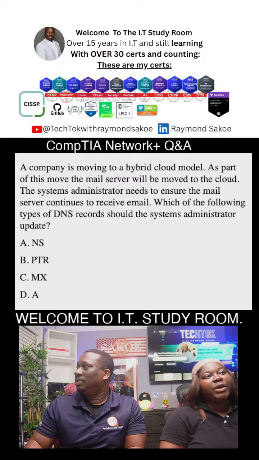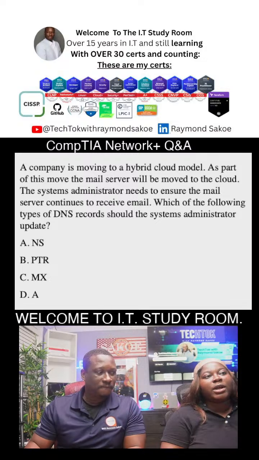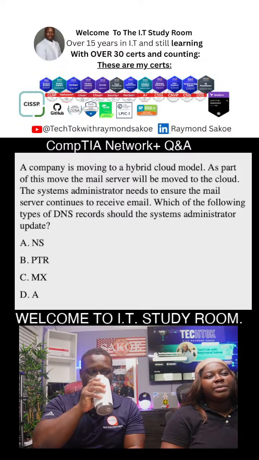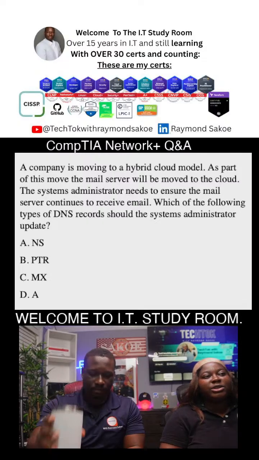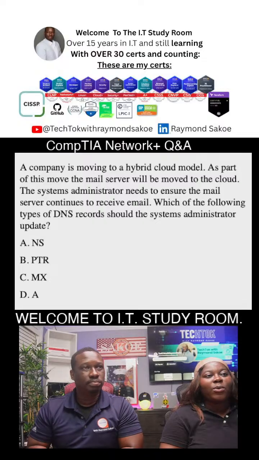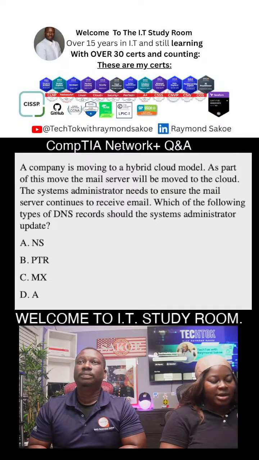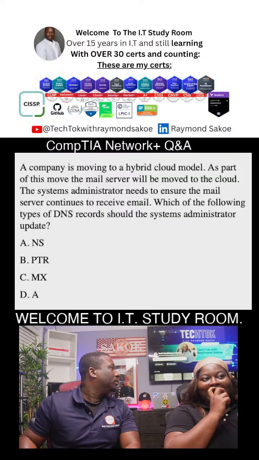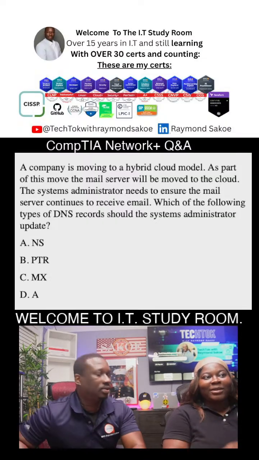All right. A company is moving to a hybrid cloud model. As a part of this move, the mail server will be moved to the cloud. The system administrator needs to ensure that the mail server continues to receive mail. Which of the following types of DNS records should the system admin update? I think it's C. Yeah, I'm between C or A. Let me just check something quick.